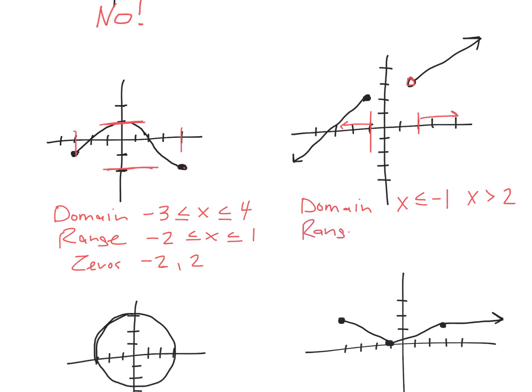Range. Looking on the y-axis, you can see it's from positive 2 and then it goes lower. So we could say y is less than or equal to 2. And then it jumps up. It's discontinuous till we get to 3. And then it goes higher. So we'd say y is greater than 3.